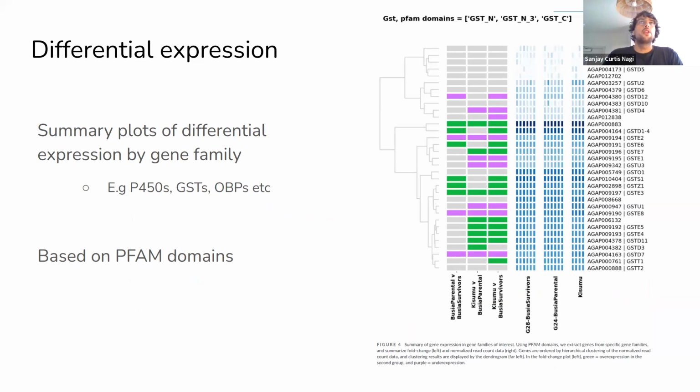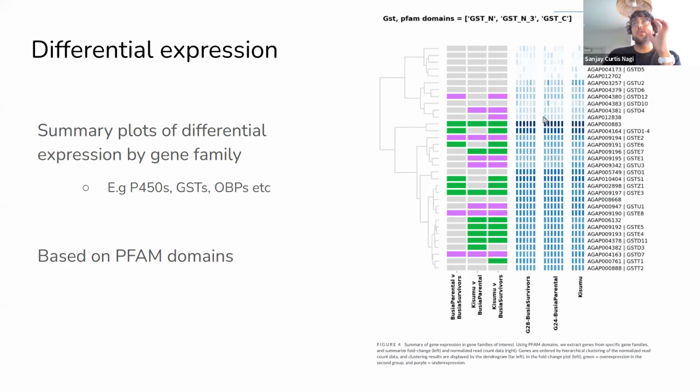Another thing that the pipeline will do is summarize the results of the differential expression analysis for different gene families. For example, we can summarize it by cytochrome P450s or GSTs, odorant binding proteins, and so on. This is based on PFAM domains, so we extract a list of genes based on their PFAM domains. This plot on the right shows an example of that for GSTs.